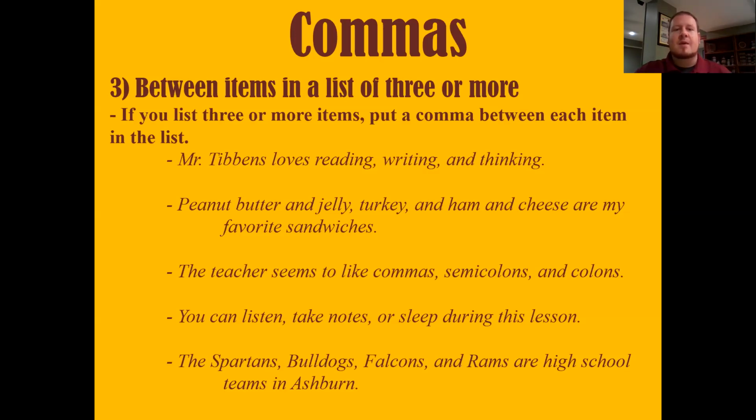Take a look at the second sample. Peanut butter and jelly, turkey, and ham and cheese are my favorite sandwiches. It's perfectly clear I'm talking about 3 different sandwiches. Now imagine for a moment that you left out the Oxford comma, the one before the final item. It would say peanut butter and jelly, turkey and ham and cheese are my favorite sandwiches. I have no idea whether peanut butter and jelly is one. Is turkey another sandwich, or is it turkey and ham, or turkey and ham and cheese? I could have anywhere from 2 to 4 sandwiches here. It's not clear because of the extra ands, and the structure of the list itself.